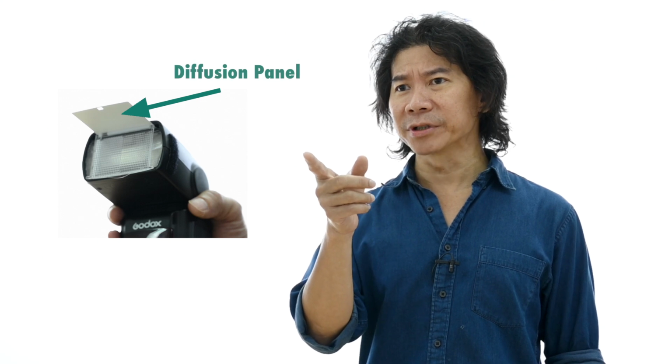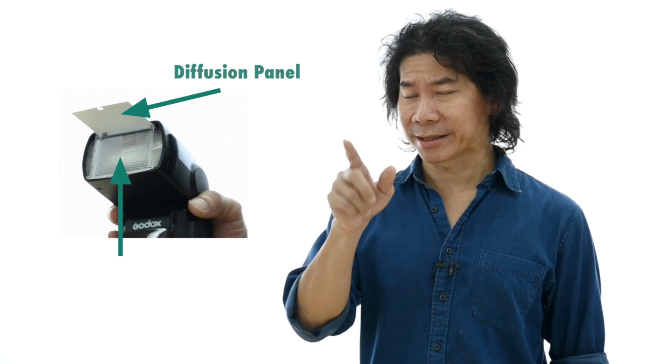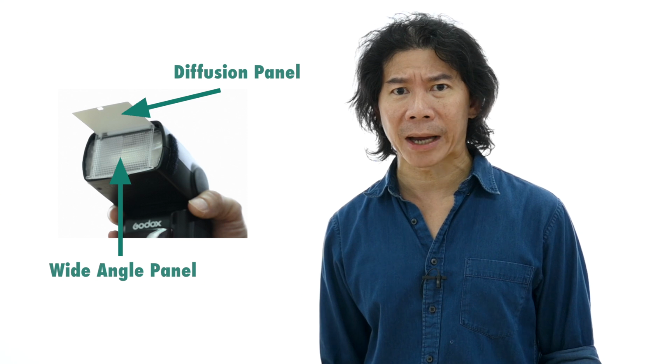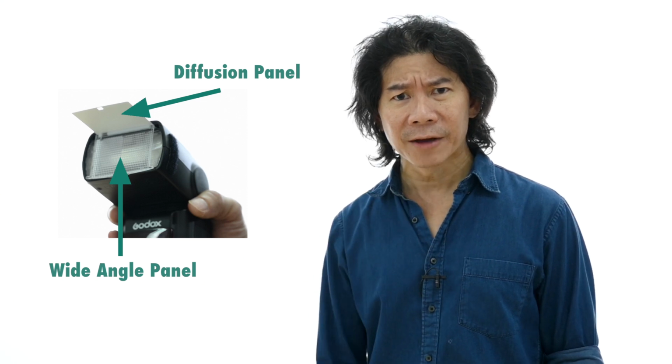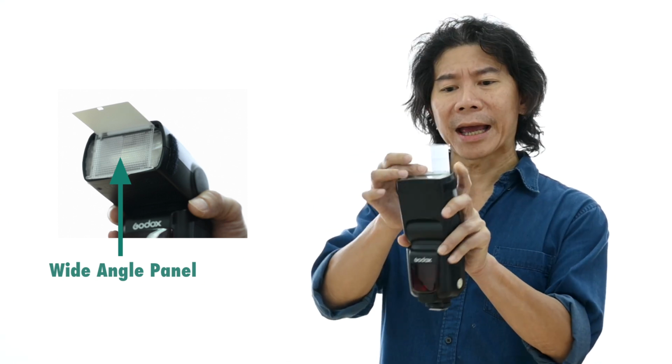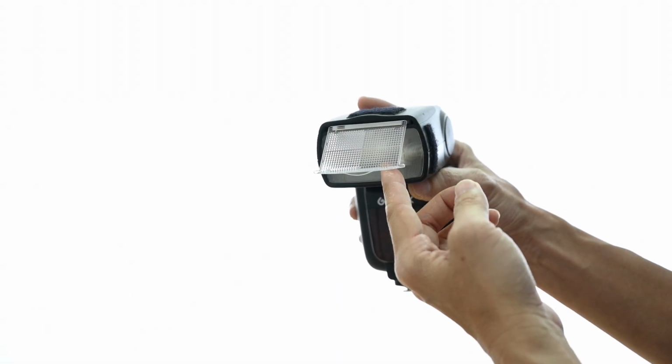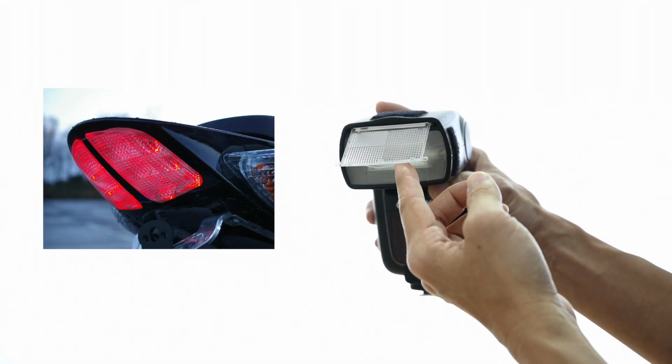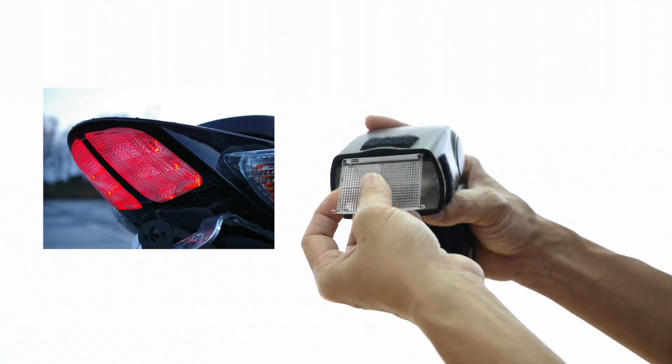This is called a diffusion panel or bounce card, whereas this is called a wide angle panel. They serve two different things. First, we talk about this one, the wide angle panel. This panel has patterns that look a little bit like the brake lamps of your motorcycle. So when you pull this out and overlap, two things happen. The patterns here and the pattern on your flash integrate and cast the light wider.